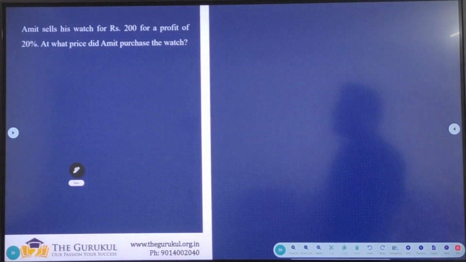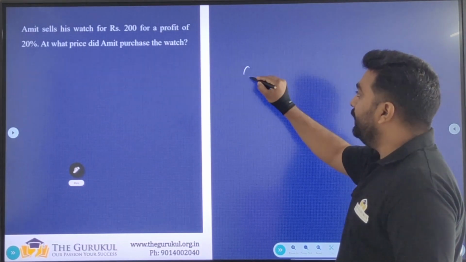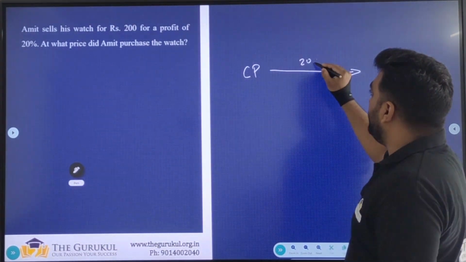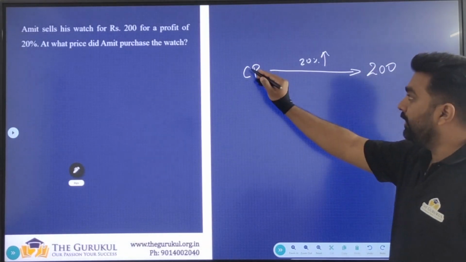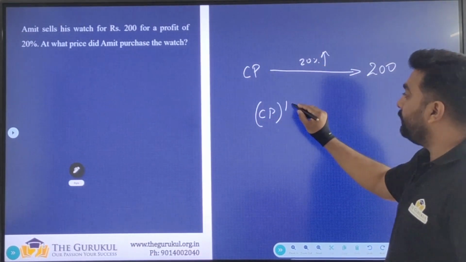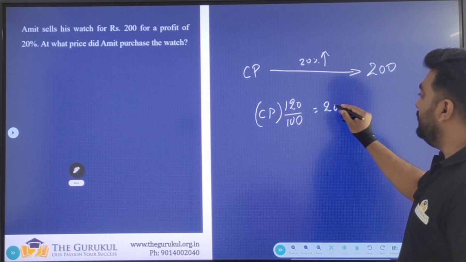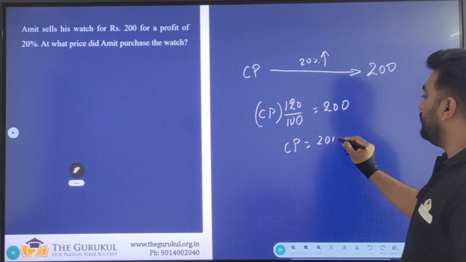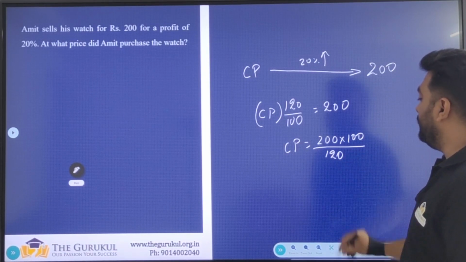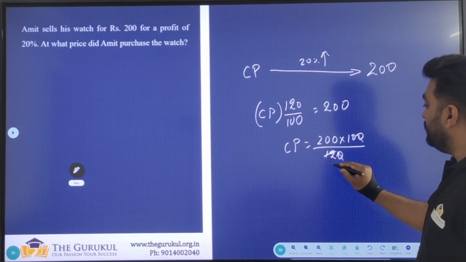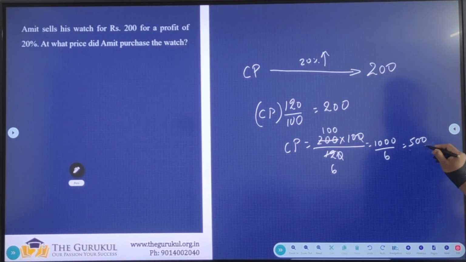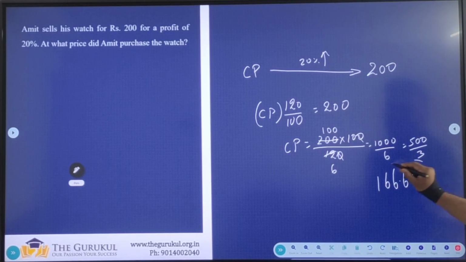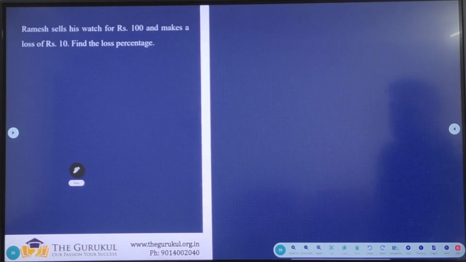Next, Amit sells his watch for rupees 200 for a profit of 20%. Now be careful. I don't know how much is the cost price. I sold for 20% profit, then the final selling price is 200. Now what is happening? This cost price increased by 20%, which is 120 by 100 is equal to 200 rupees. So cost price equal to 200 into 100 by 120. Clear? So cancel this one. This will be 6. This will be 100, which is 1000 by 6, or 500 by 3, which is 166.66 rupees. Clear?